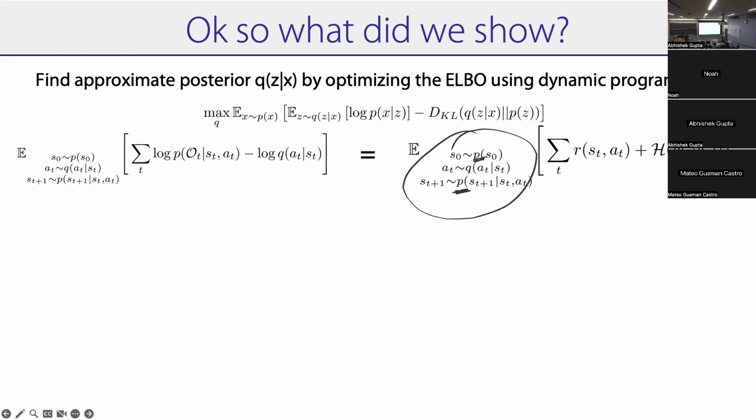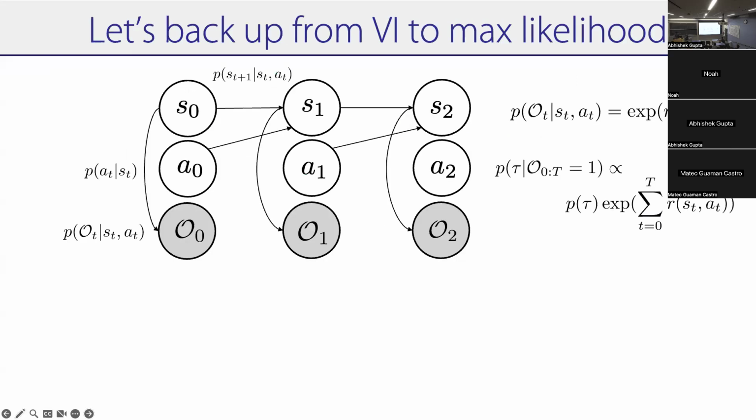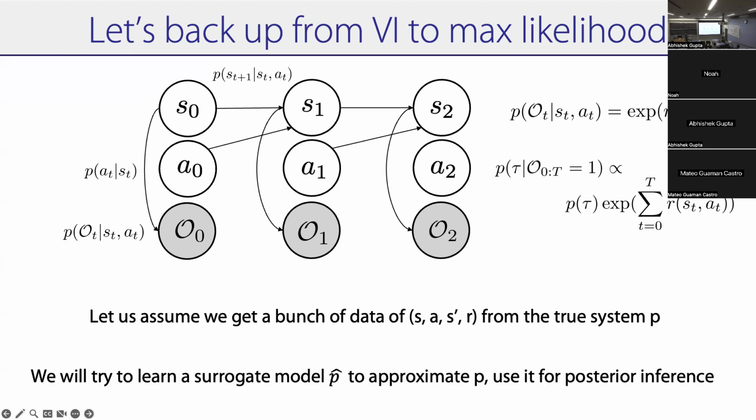So what we've done here is sample from the true environment. But in model-based RL, we want to learn a model of the world and sample from that model. So you can try something a little different for this posterior inference query. We're going to assume we get a bunch of data, S, A, S prime, and R, in the true system, P, by taking samples in the environment, just like before. Then we learn a surrogate model, P hat, to approximate P, and use that for posterior inference.